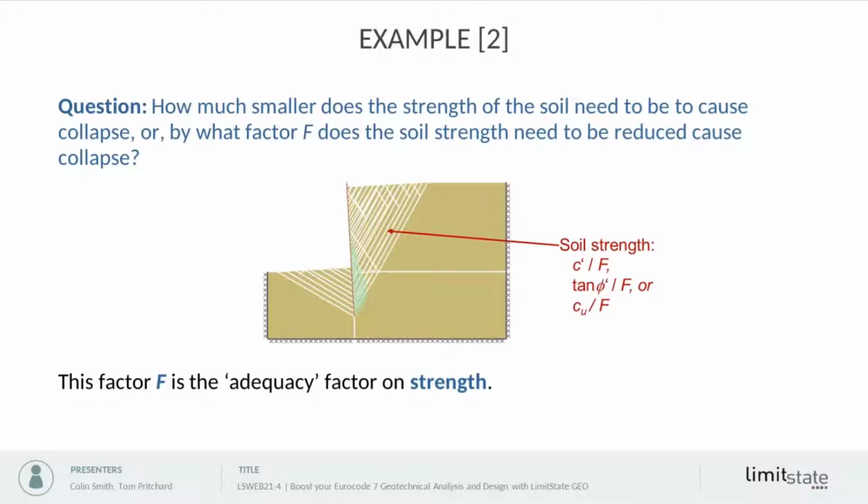The other approach is to say, how much smaller does the strength of the soil need to be to cause collapse? Or by what factor F do we need to reduce the soil strength to cause collapse? In this case, our adequacy factor is on strength. So that's a little bit of background on how the limit state GEO addresses these particular problems.